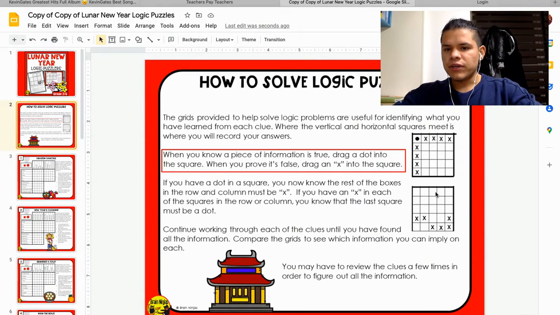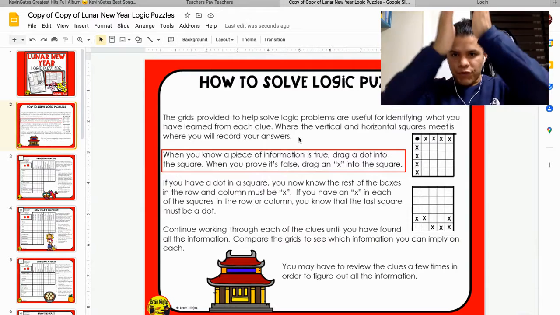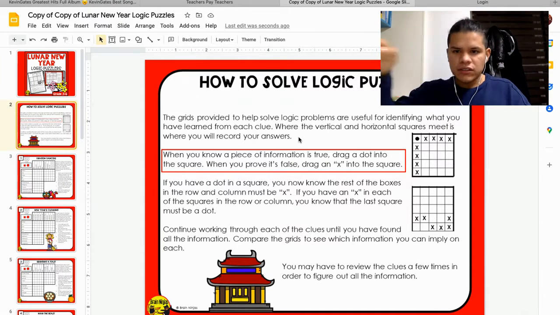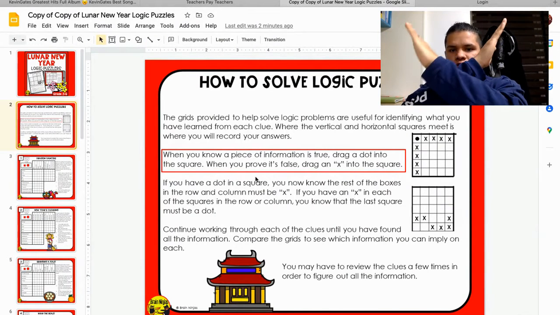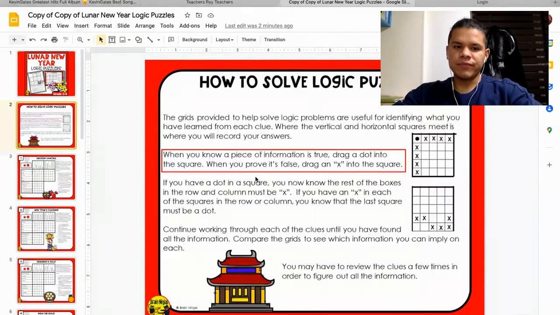You're going to be given grids that look just like these grids right here. The grids provided to help solve logic problems are useful for identifying what you have learned from each clue. Where the vertical and horizontal squares meet is where you will record your answers. When you know a piece of information is true, drag a dot into the square. So this is a dot. When you prove it's false, drag an X into the square.